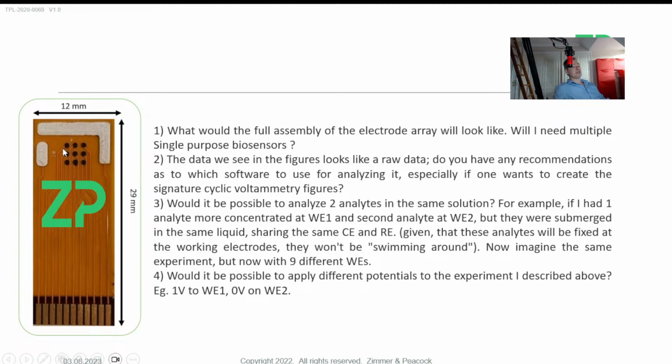This is not necessarily a single purpose biosensor, by the way. This is an array of electrodes where we would typically put a sample onto the tip of this. Just a quick glance at that, something like 50 to 75 microliters will probably be enough to cover that. So we would use that as 9 working electrodes analyzing a sample in the range of 50 to 75 microliters.